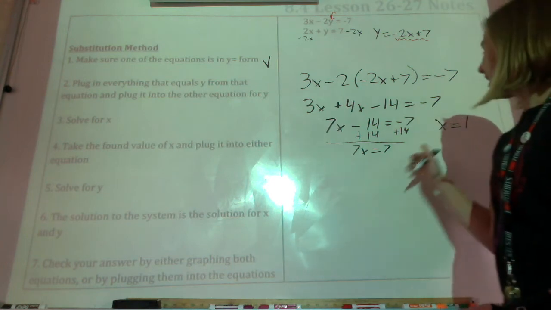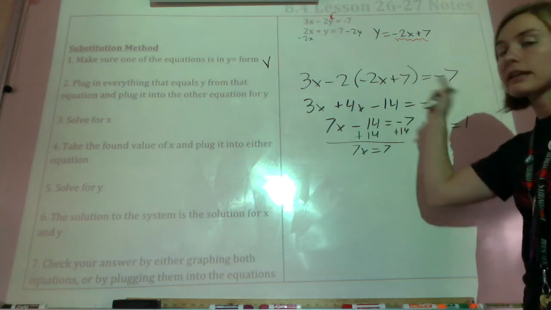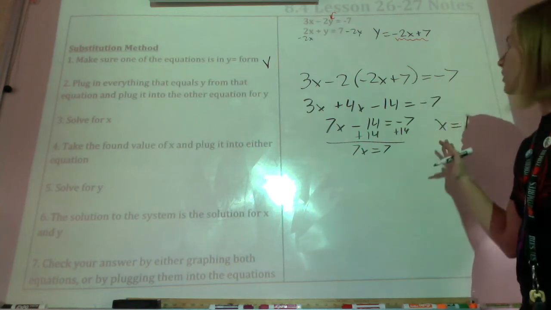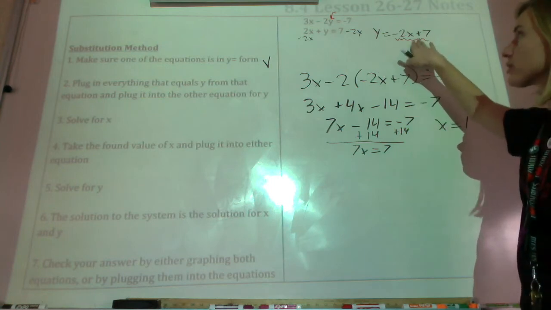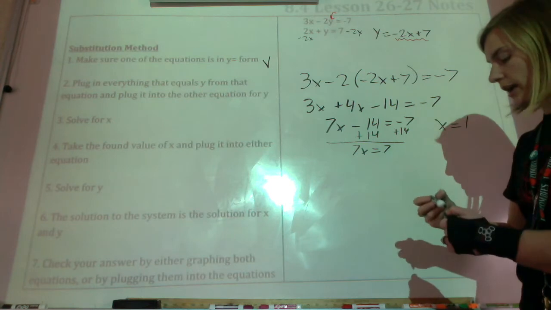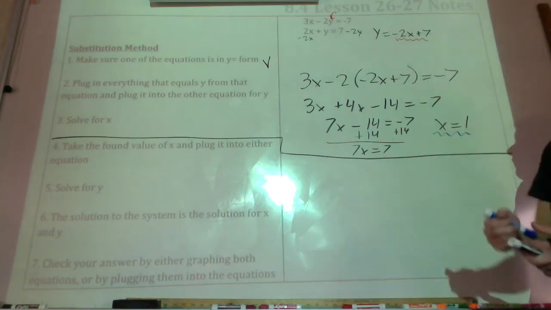So now step 4 says we need to take x equals 1 and plug it in for one of the equations to solve for y. I personally like plugging it in for the y equals equation because you already have y by itself and it just makes things easier. So let's go ahead and do that. So I'm going to take my x equals 1 and plug it in for x.